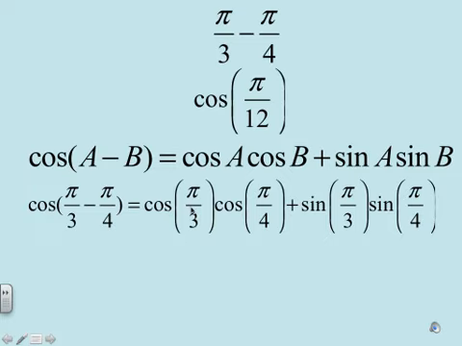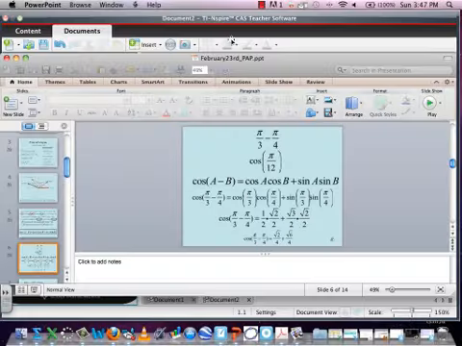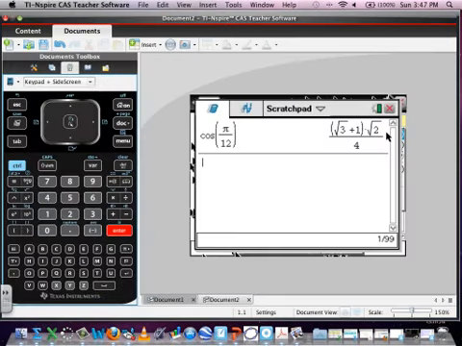So we have the cosine of pi over 3, which is a half, times the cosine of pi over 4, which is the square root of 2 over 2, plus the sine of pi over 3, which is square root of 3 over 2, times the sine of pi over 4, which is the square root of 2 over 2. Okay? And if we combine those together, we get the square root of 2 over 4 plus the square root of 6 over 4. And if we go back to the calculator, look what we have. Square root of 6 over 4 and square root of 2 over 4. So there was a way to come up with that by hand. We had to use this special identity, and that's just one use of it.